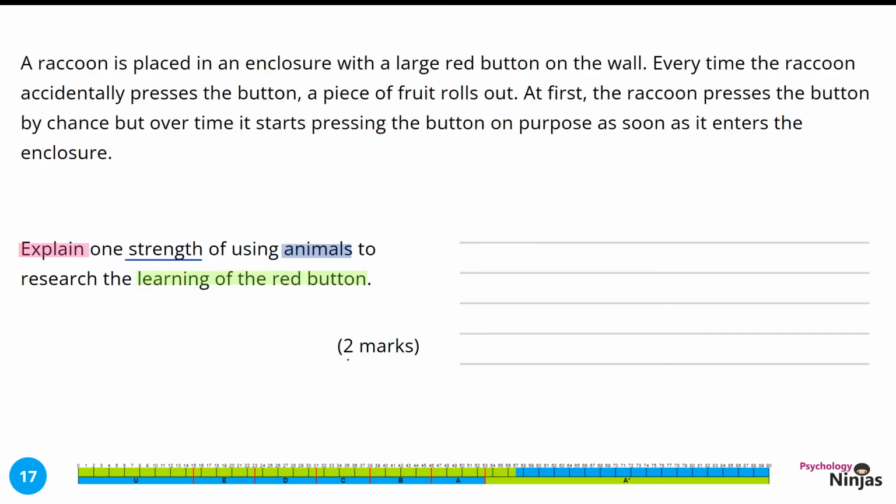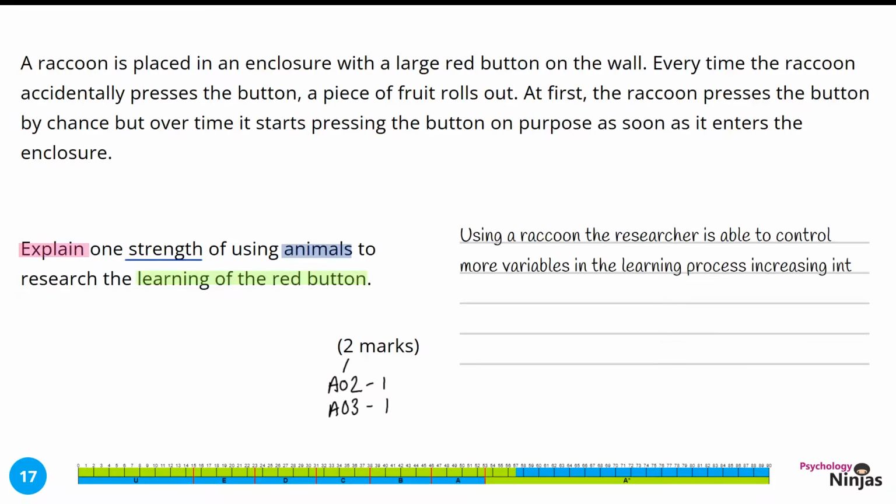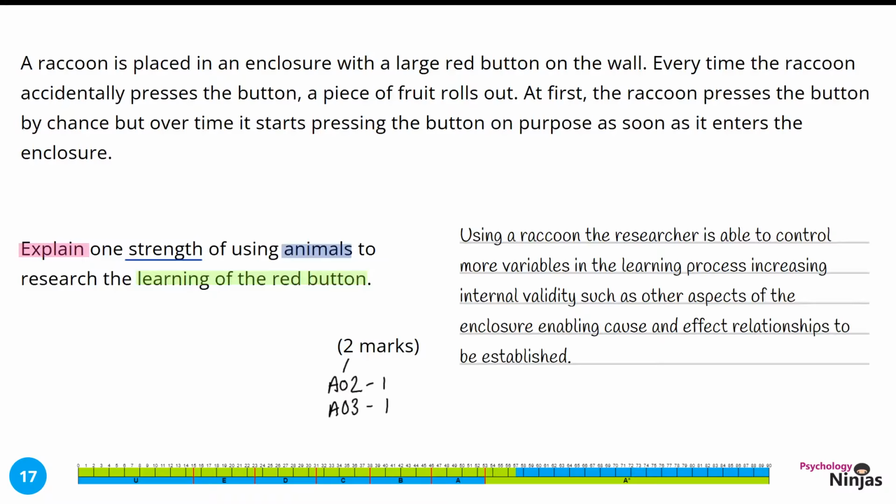So our first mark is doing quite a lot of work. It's an AO2 mark, which means we need a strength of animal research for this particular scenario. We then get a second mark for justifying why that particular strength is a strength for this scenario. Let's have a look at a response. Using a raccoon, the researcher is able to control more variables in the learning process, increasing internal validity, such as other aspects of the enclosure, enabling cause and effect relationships to be established.